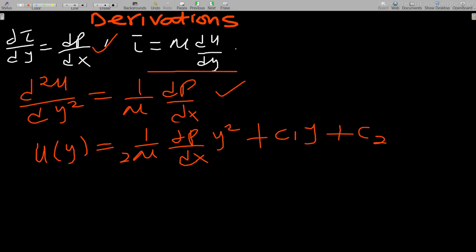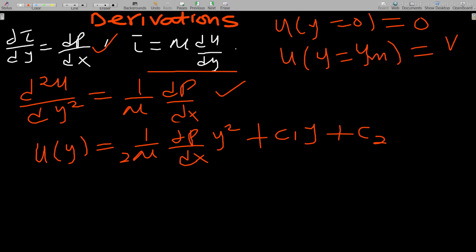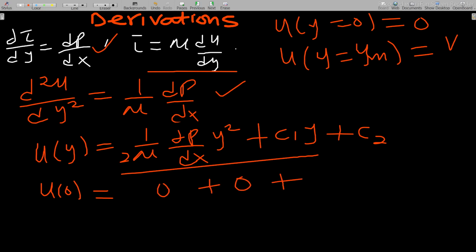And then now the conditions are u of y equals 0 is equal to 0. For that one, is always true. But u of y equals y max is not equal to 0, but equal to some velocity v. And now, let's first put the first condition in. U of 0 is equal to putting 0 in place of all these, and we'll get 0 here plus 0 plus c2, and this we are saying u of 0 is 0, so it means c2 is actually equal to 0 here again.